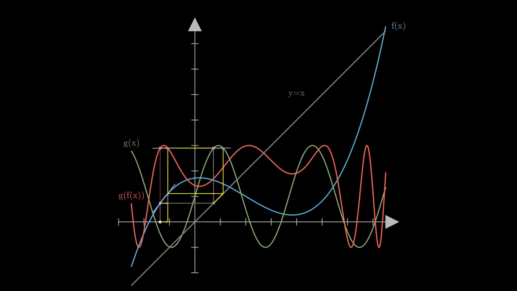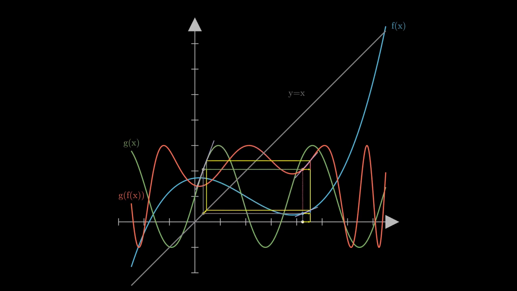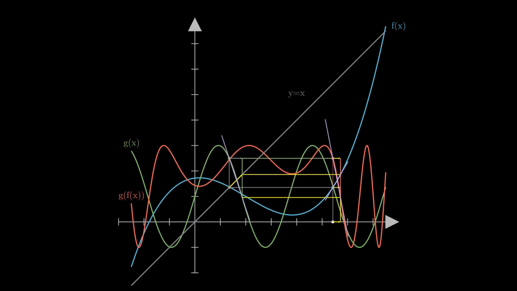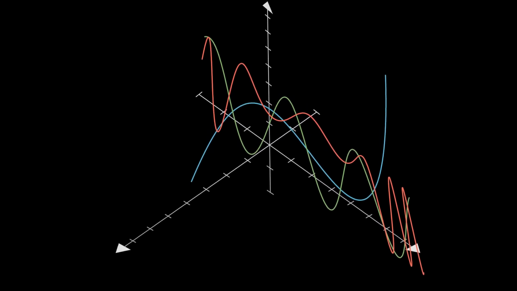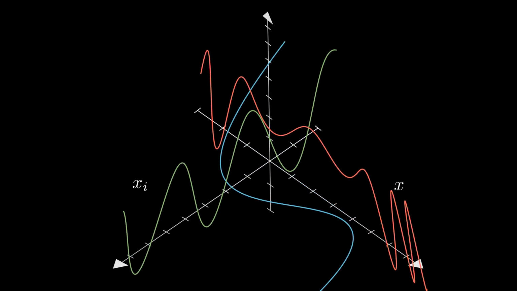But maybe this view is too cluttered for you, and you would also like to take a step back and get a more bird's eye perspective. And that's why I'd like to try something else yet. Namely, enlist the help of an additional dimension. Instead of obtaining x intermediate by reflection on the y equals x line, we might as well give it its own dimension. Now f lives in the x xi plane, whereas g lives in the xi y plane. Now we can execute our geometrical construction to obtain g of f of x more directly.